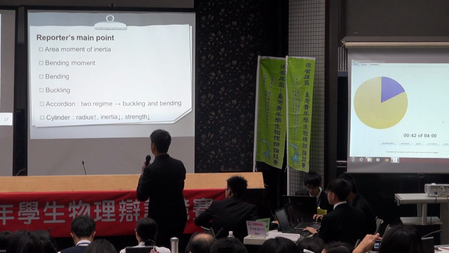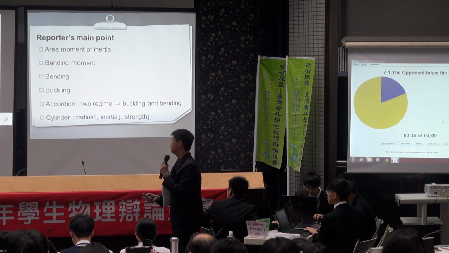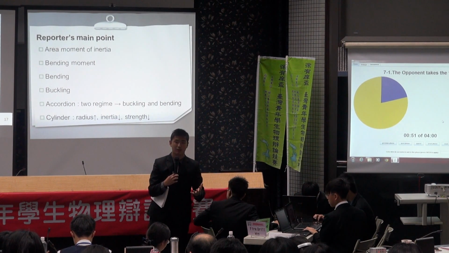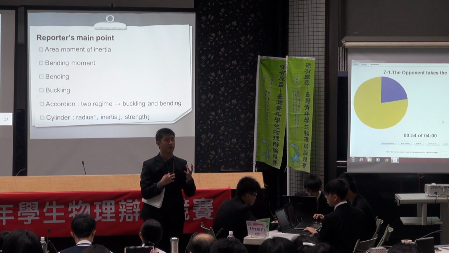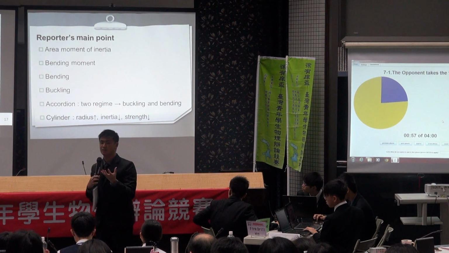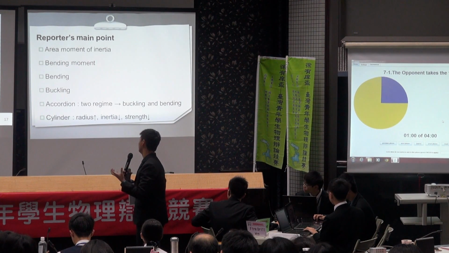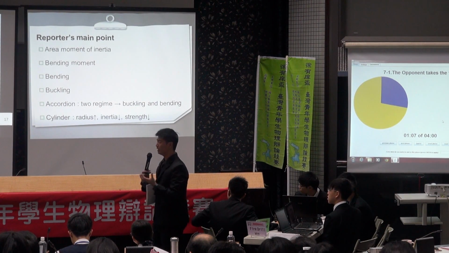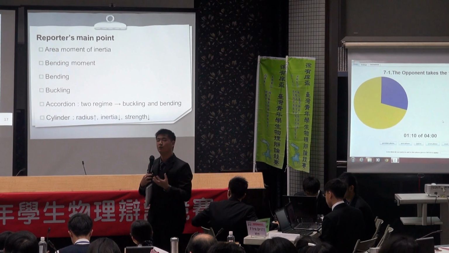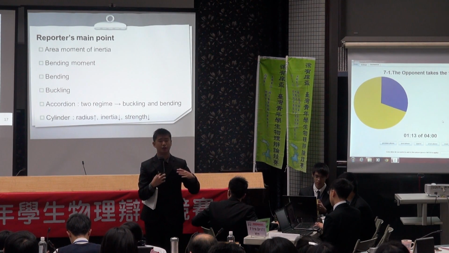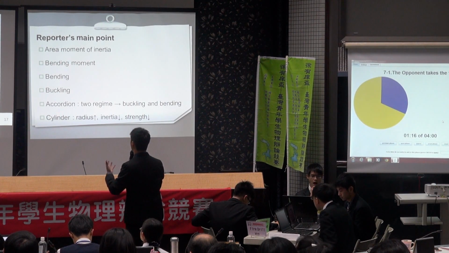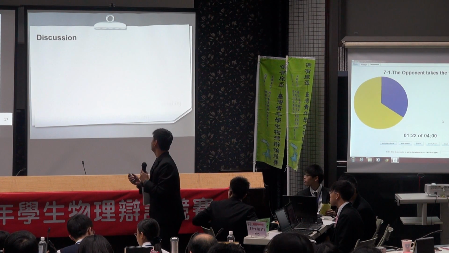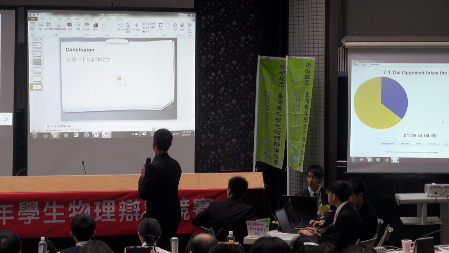And the reporter also confirmed that according to his experiment, there are two regimes, mainly buckling and bending, that will affect the maximum force that the paper can bear. And considering the radius of the cylinder, he considered the radius increasing, which will lead the inertia to increase. But actually, he thinks the shape will change, so the area moment of inertia will change, which will decrease the payload of the paper bridge.